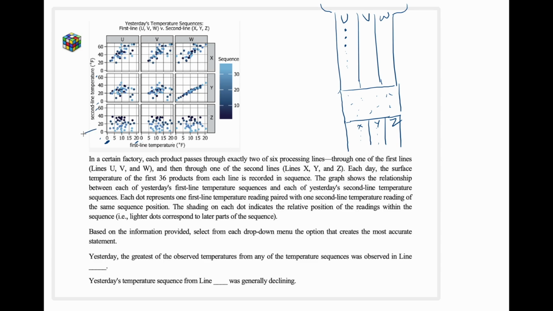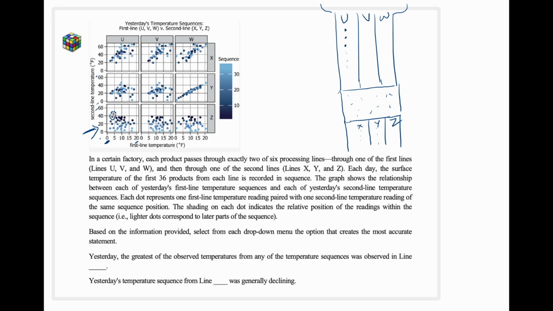So if I look at just one part of this, let's say this small square, then this represents the temperatures of U and Z. Let's read ahead. Each dot represents one first line temperature reading paired with one second line temperature reading of the same sequence position. Now it makes sense that each dot, let's say if I'm looking at this dot, it is showing me the temperature of the first product that appeared on U, and that is given to be a little less than 5, and it is also showing me the temperature of the first product that appeared on Z, and that was about 40.